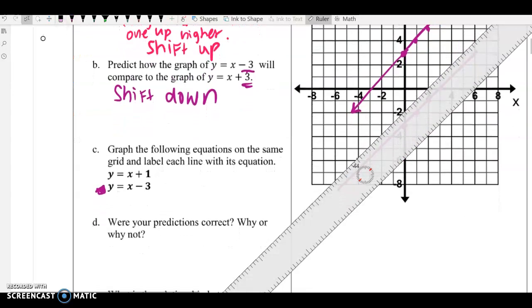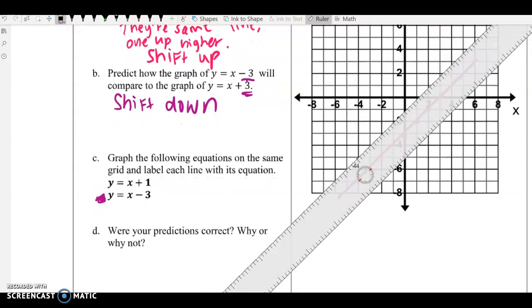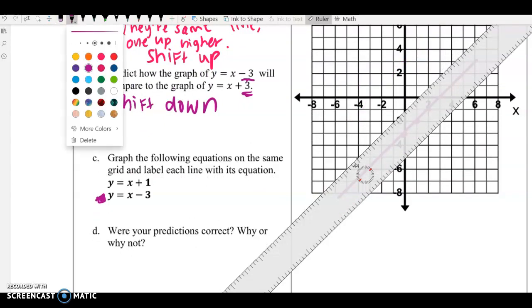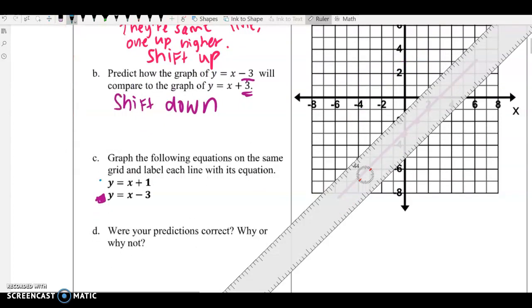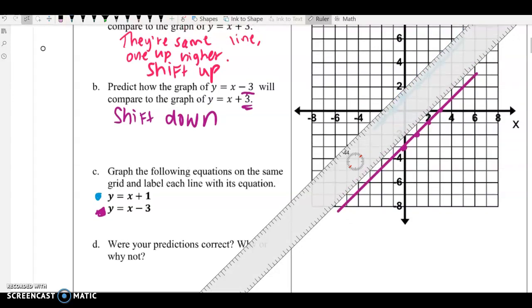So I'm going to go ahead and erase this other line and create a new color. And I'm going to say it's blue. Put a dot there so we know it's blue. Up 1 over 1, up 1 to the right 1, up 1 to the right 1. I'm going to continue this pattern the other direction. Down 1 to the left 1, down 1 to the left 1. Take my straight edge, and there's my line, right?